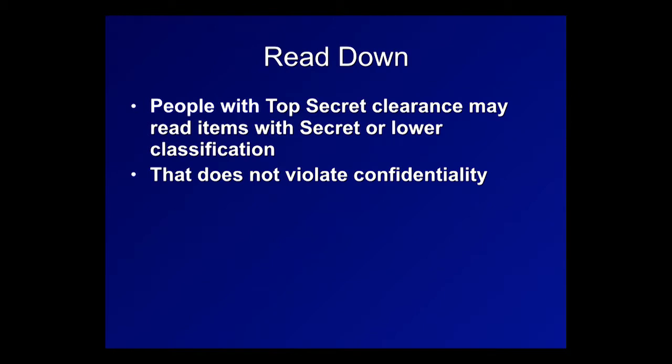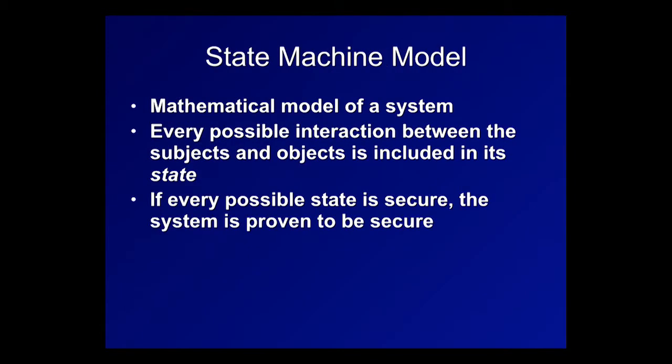So read down would be if people at a high level can read things at a lower level, and that is permitted, of course. That doesn't violate confidentiality. If you're cleared for top secret, you can read secret or unclassified stuff. That's fine. Now, these things are called state machines. That's how computer models these things are. You have a network of computers and transistors and files and people and printers, and they're in a certain state, and they can move to a certain other state, and you allow certain motions and you allow other motions, like you don't allow a write down.